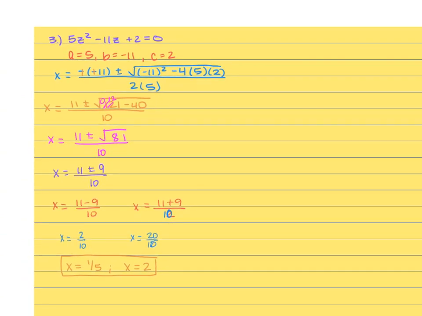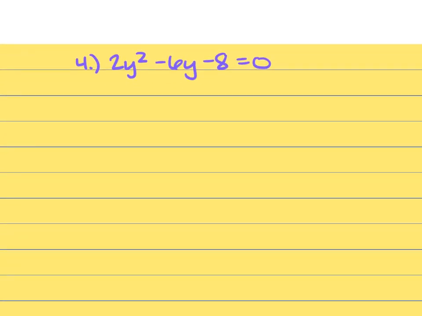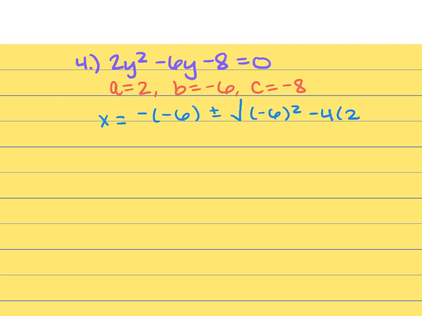From here, if we look at number 4, we have 2y squared minus 6y minus 8 is equal to 0. So our a is 2, our b is negative 6, and our c is negative 8. Plugging them into our quadratic formula, we're going to have a negative times negative 6 plus or minus the square root of negative 6 squared minus 4 times 2 times negative 8 all over 2 times 2.